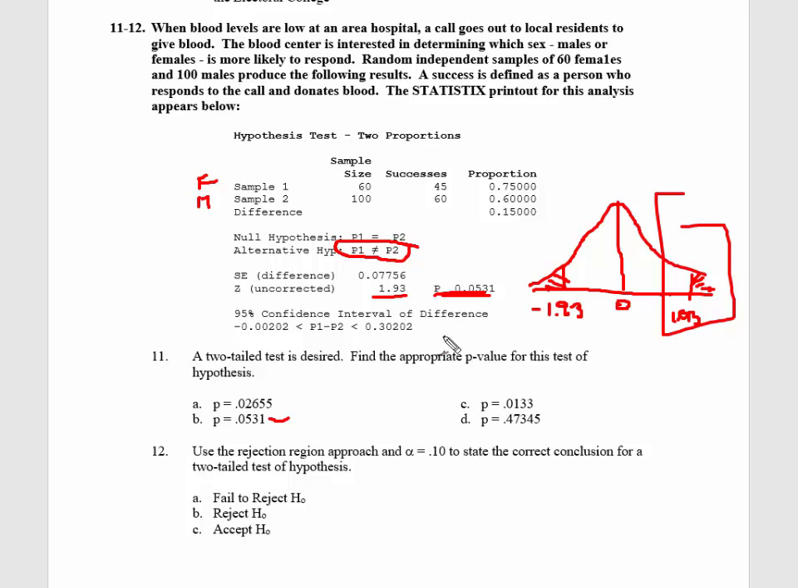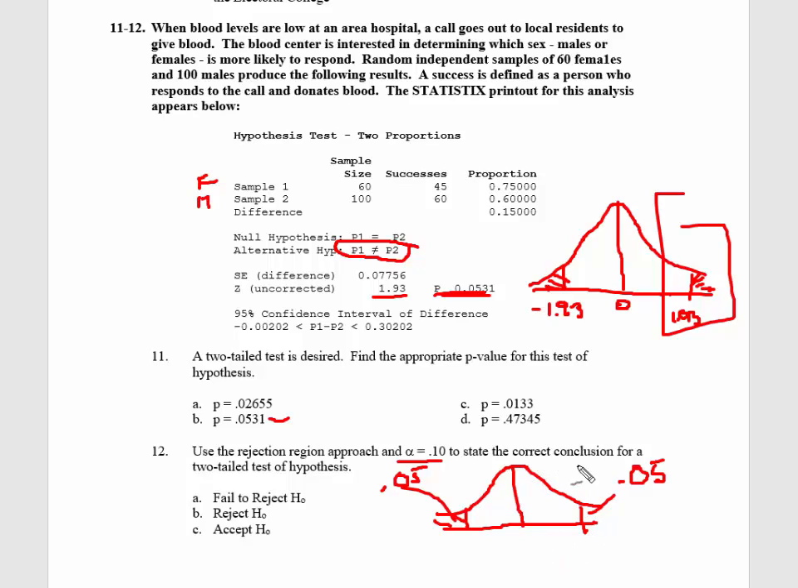All right, question 2. Use the rejection region approach and alpha equal 0.10 to state the correct conclusion. So if I'm going to do a rejection region for a two-tailed test, I have to split that thing in half and get a couple 0.05s. And so I'm going to draw a z-distribution now that has 0.05 out in the tail. And I need to find that cutoff point. It's got 0.05 over here as well. And so those are going to be called the critical values or the cutoff points.